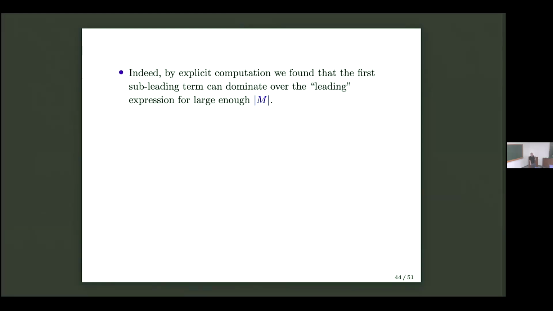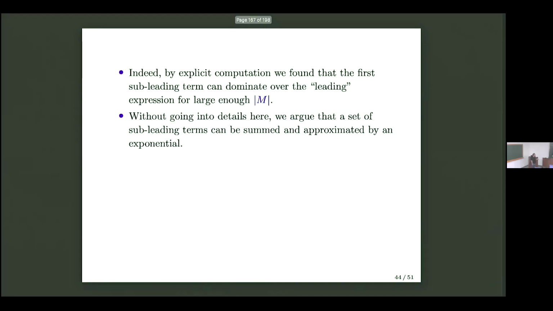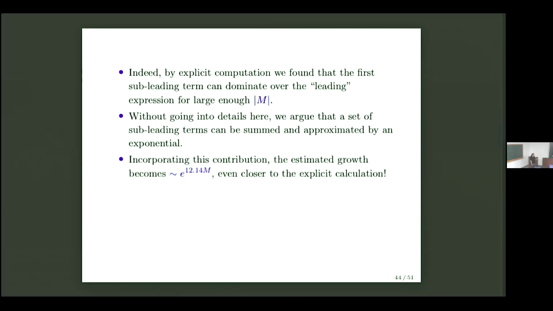But we still expect that when summed suitably, they will still give the same sign. So we tried. Now I won't go into details. We argued that some subset of the subleading terms can be summed and they exponentiate. Once they exponentiate, since it's a real number, it can't be negative. And we are back to our original prediction, but with a small correction. And from 12.19, we get 12.14 M, including these, where the correct answer is 12.13, which is great.